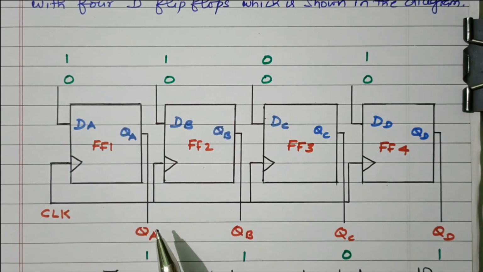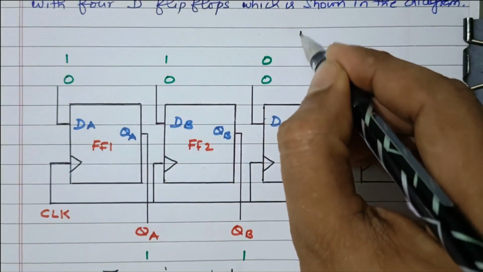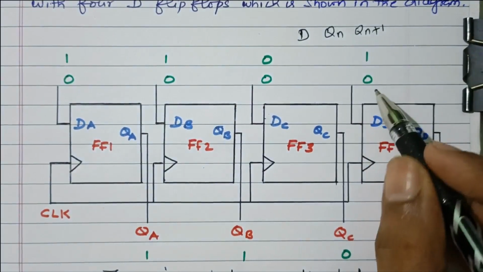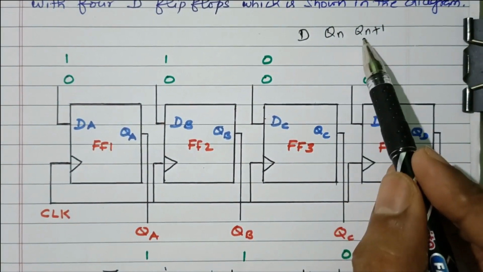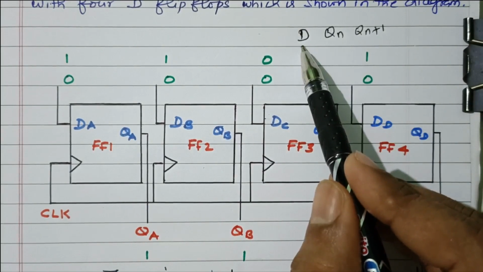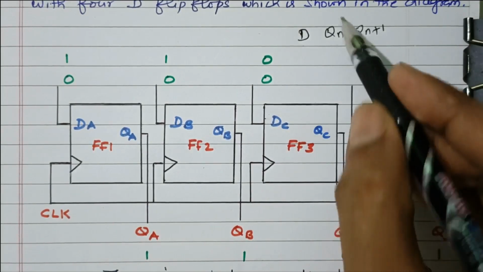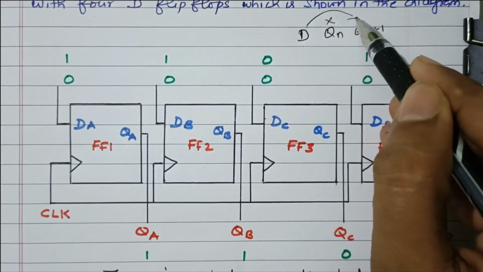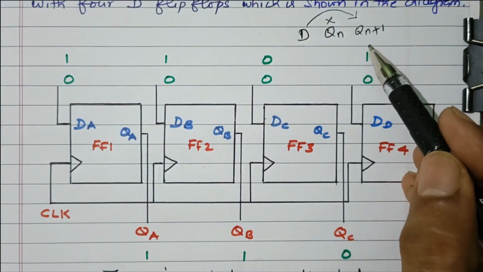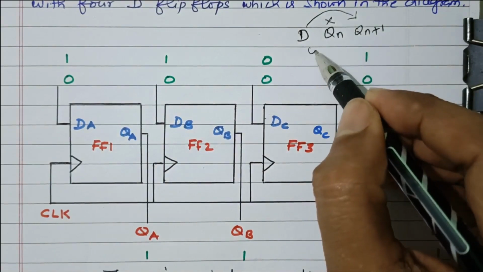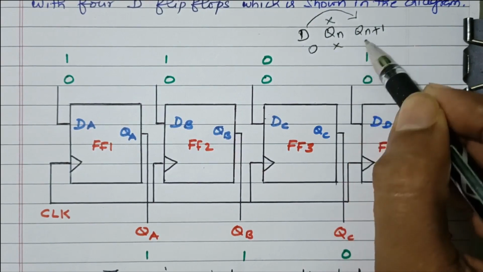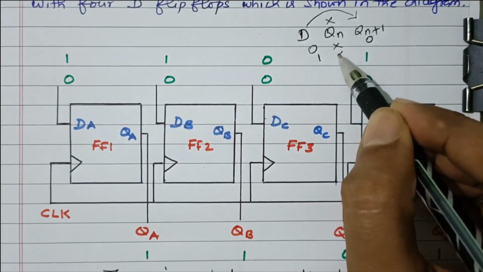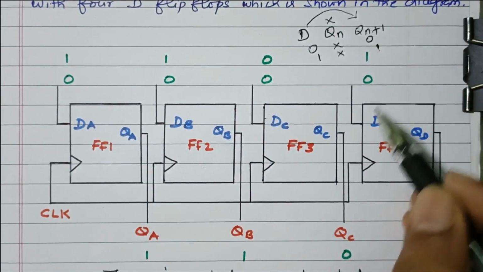Right. In this D flip-flop, what is the nature of the D flip-flop? The input D, present state, next state. In a D flip-flop, the next state depends upon the input D value. It will not depend upon the present state. Whatever may be the present state, the input will be reflected in the output, the next state of the D flip-flop. Suppose for D equal to 0, whatever may be the present state, the next state is also 0.